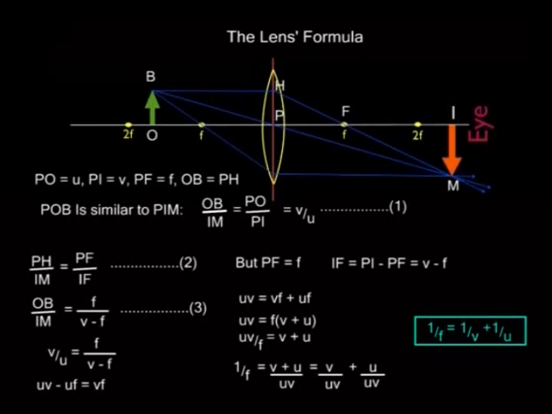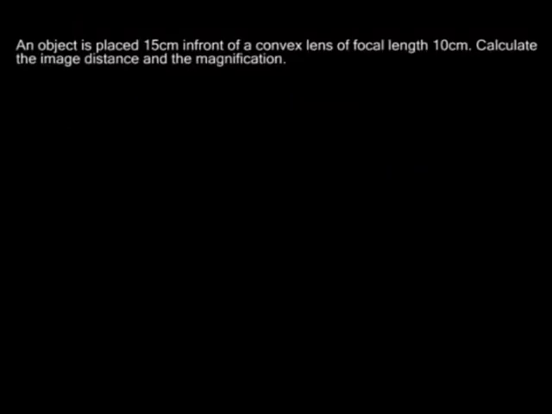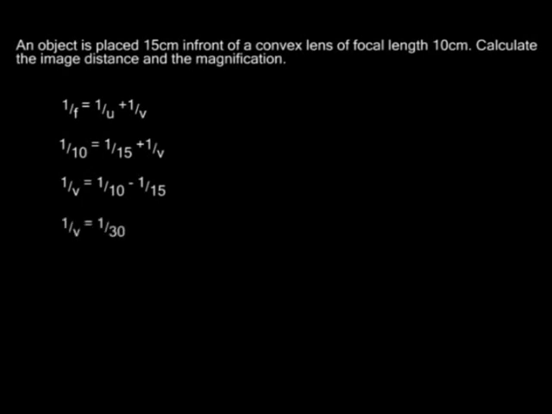Take an example. An object is placed 15 centimeters in front of a convex lens of focal length 10 centimeters. Calculate the image distance and the magnification. Now in the solution, 1 over F is equal to 1 over U plus 1 over V, that is the lens formula. Therefore 1 over 10 is equal to 1 over 15 plus 1 over V. 1 over V is equal to 1 over 10 minus 1 over 15, which is equal to 1 over 30, and therefore V is equal to 30 centimeters.